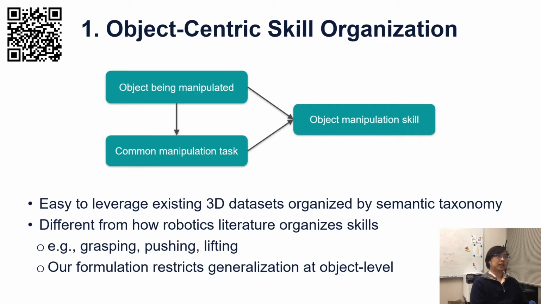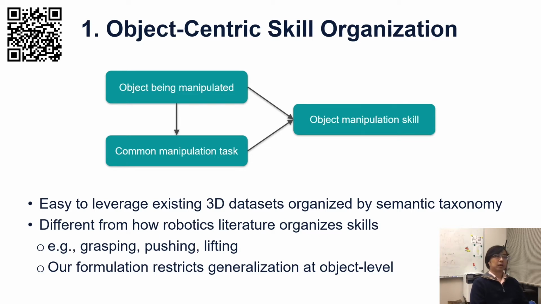First, our challenge organizes manipulation skills in an object-centric manner. We first select a category of objects to be manipulated. Given the object category, we identify common manipulation tasks. For example, we may need to open the door of a cabinet. We may also need to pull out the drawer of a cabinet.